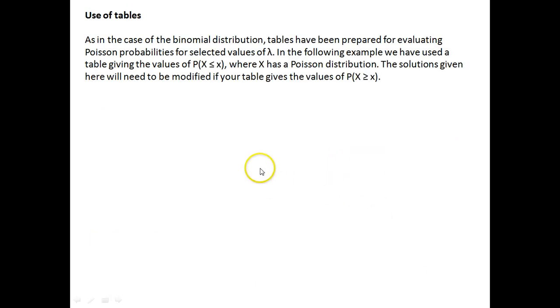Using tables makes this much easier. Tables have been prepared for evaluating Poisson probabilities for selected values of lambda. In the following example, we have used a table giving the values of p up to, so x up to a point x, where x has Poisson distribution. The solutions given here will need to be modified if your table gives values over that. Tables you have are up to or equal to x.